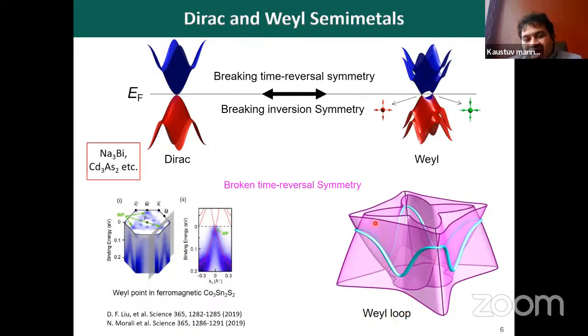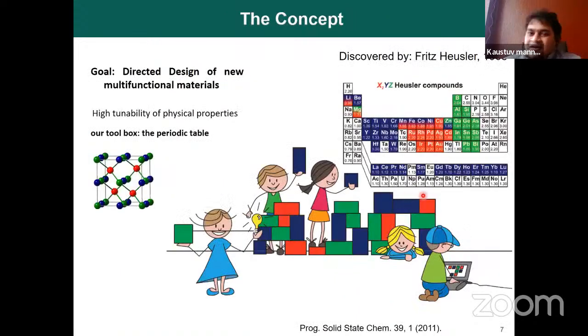So Weyl loop means we have these two bands which are crossing, and this magenta line is the crossing line. Okay, and this nodal line is called the Weyl loop in this case. So the class of material that I'm going to focus on is actually Heusler compounds.